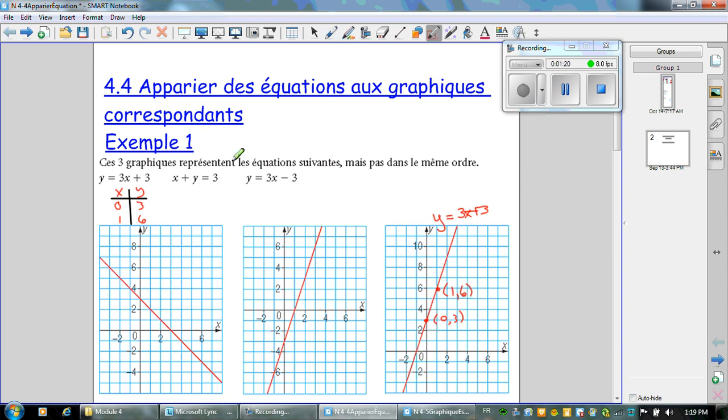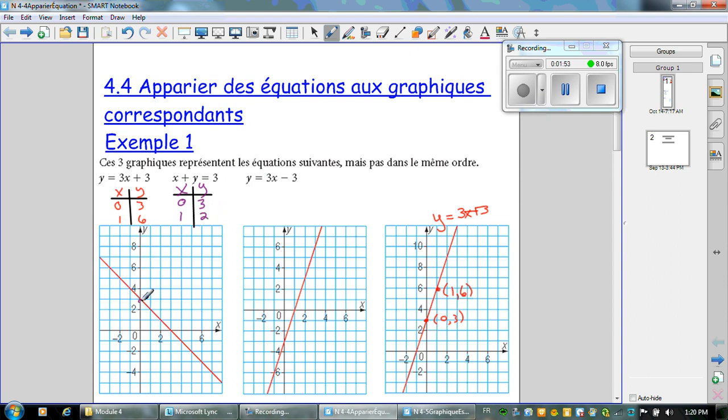Same thing with the second one. We just do a mini table of values with two values. The two values we'll be using for x are 0 and 1 because they're the easiest to calculate. So if x is 0, 0 plus y is y. So 0 plus what number gives me 3? 3 again. So (0, 3). And if x is 1, 1 plus what number gives me 3? It's 2. So only one graph will be going through (0, 3) and (1, 2).